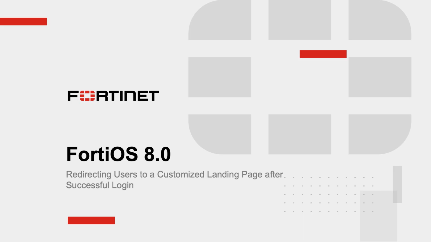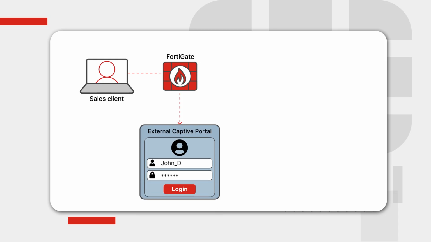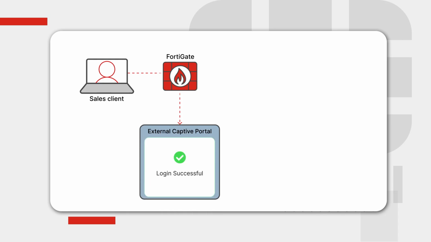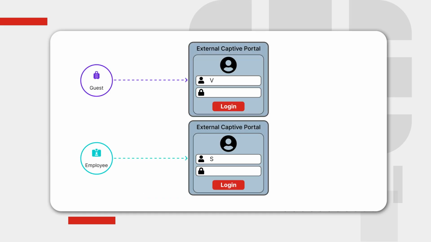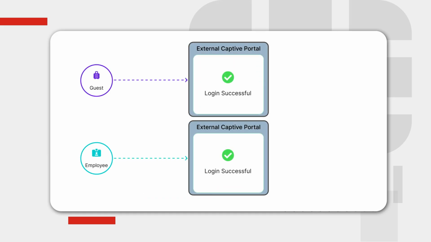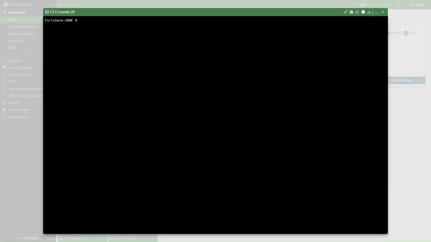Hello and welcome. In this video, we'll explore how FortiGate leverages the continue form item from an external captive portal to control post-authentication redirection. The external portal can dynamically specify a user's destination after login, providing a more flexible authentication flow. We'll authenticate two users with different roles and demonstrate how each user is automatically redirected to the appropriate landing page after successful authentication. Let's walk through the setup.